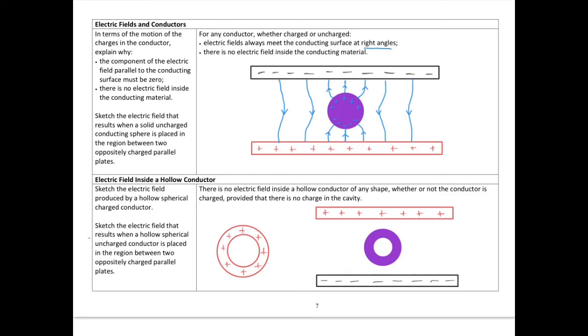Next, let's look at the electric field produced by a hollow spherical charged conductor. This scenario here, and we'll just do a positive, we won't worry about doing the negative as well, and sketch the electric field that results when a hollow spherical uncharged conductor, here, is placed in a region between two oppositely charged plates, here.